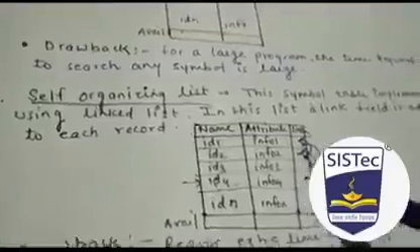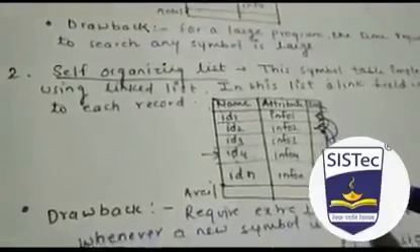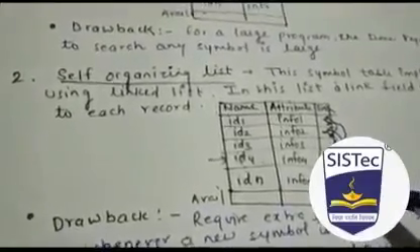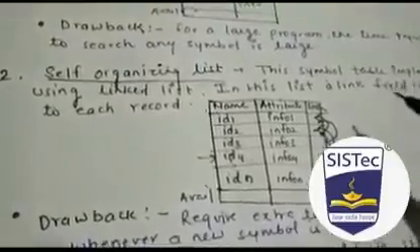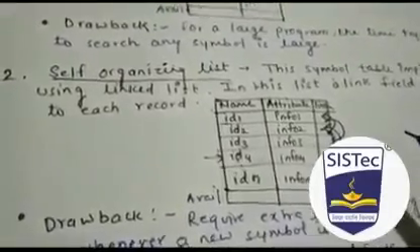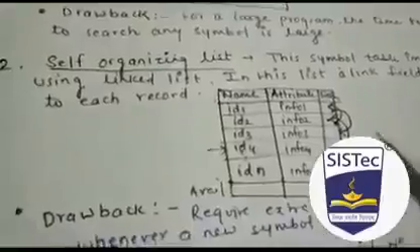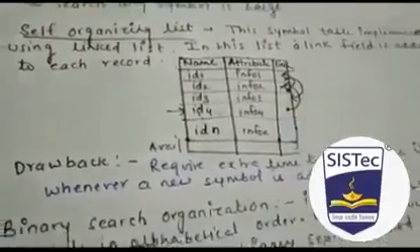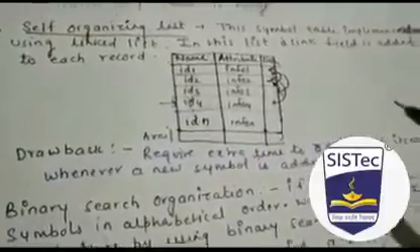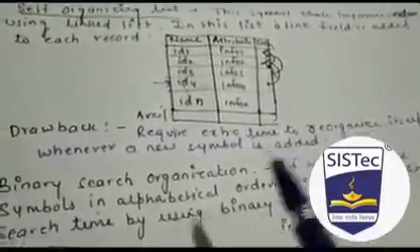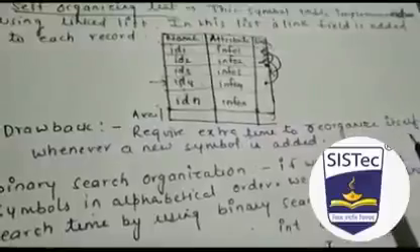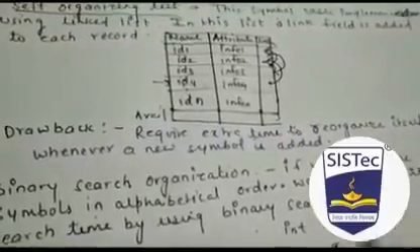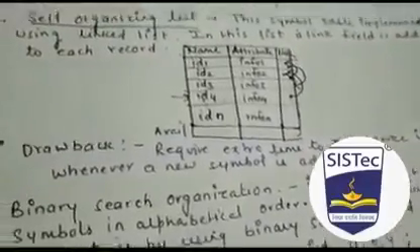If a new symbol is added to the symbol table, the self-organizing list organizes itself according to the occurrence of the new symbol and reorganizes its structure. The drawback of this self-organizing list is it requires extra time to reorganize itself whenever a new symbol is added.